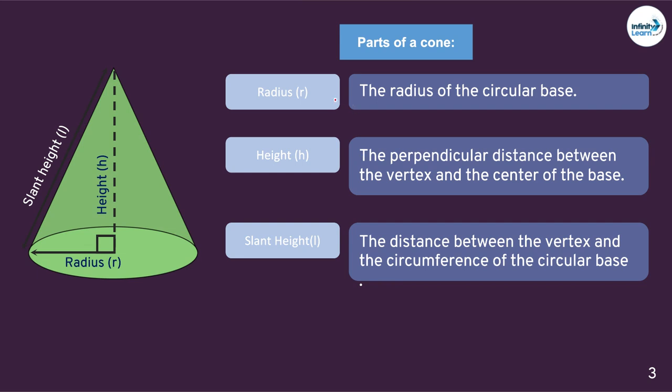Now talking about the parts of a cone, it has radius, the radius of circular base. Second is height, the perpendicular distance between the vertex and the center, and the third one is slant height. So this is height, this is radius, this is slant height. Clear the parts of cone to you?